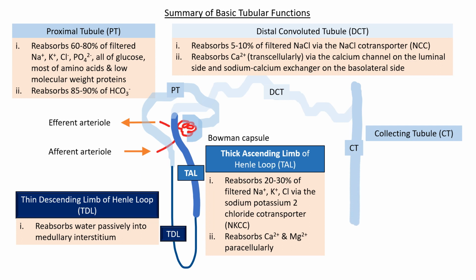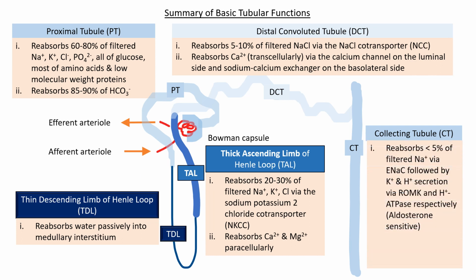Finally, the remaining filtrate drains into the collecting tubule, where only less than 5% of all filtered sodium is reabsorbed via the epithelial sodium channel ENaC, with subsequent potassium and hydrogen secretion via ROMK and hydrogen ATPase respectively. This process is upregulated by the mineralocorticoid hormone aldosterone. At the collecting tubule, water is also reabsorbed via the water channel aquaporin 2. This process can be upregulated by the antidiuretic hormone ADH, also known as vasopressin.